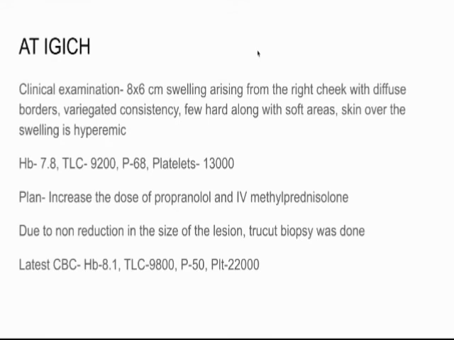I think the FNAC was reported at Kidwai, as well as a biopsy was also reported. So can we please have the histopathology findings for this child?